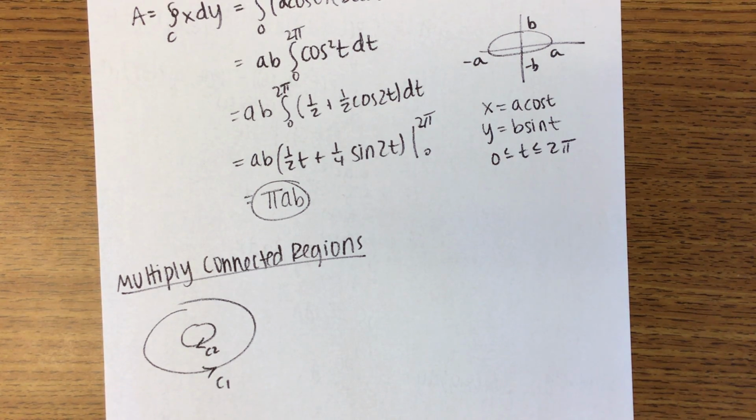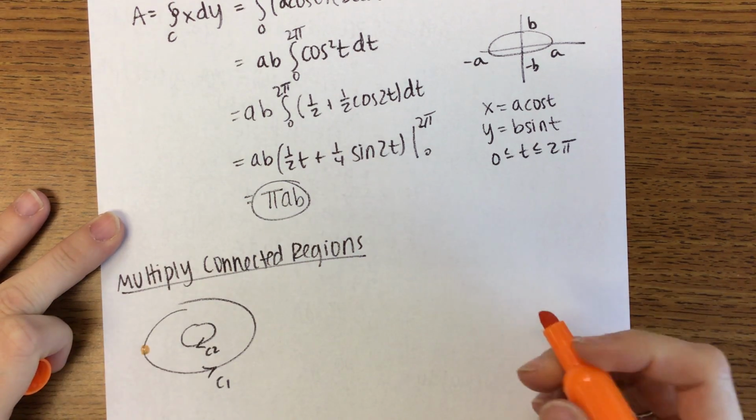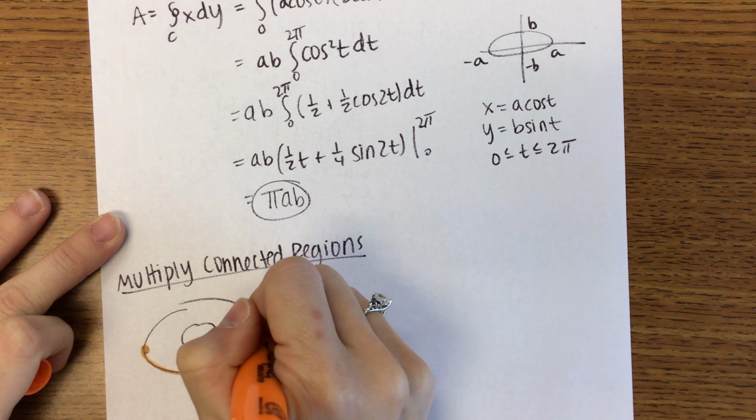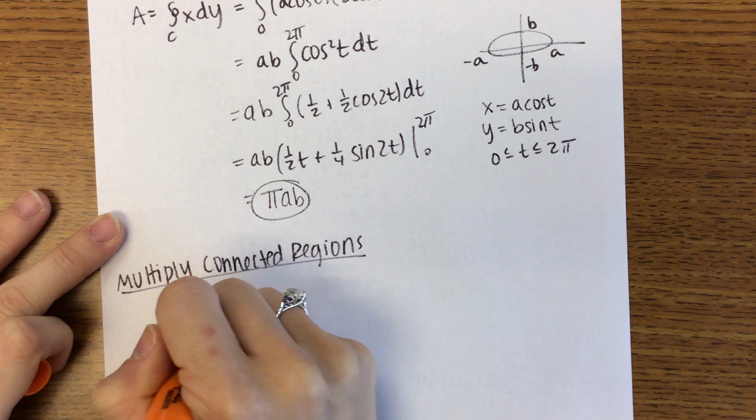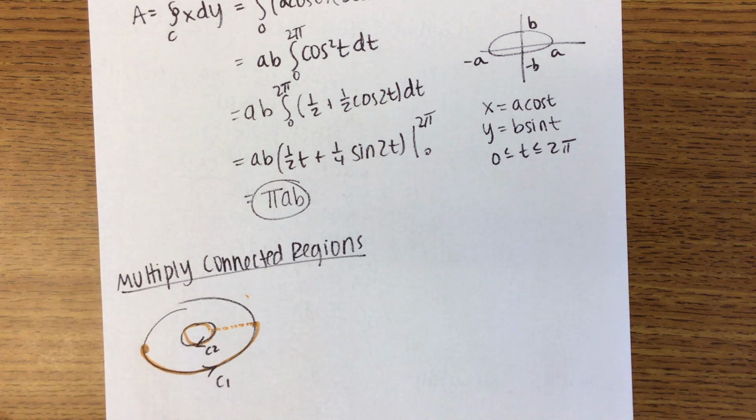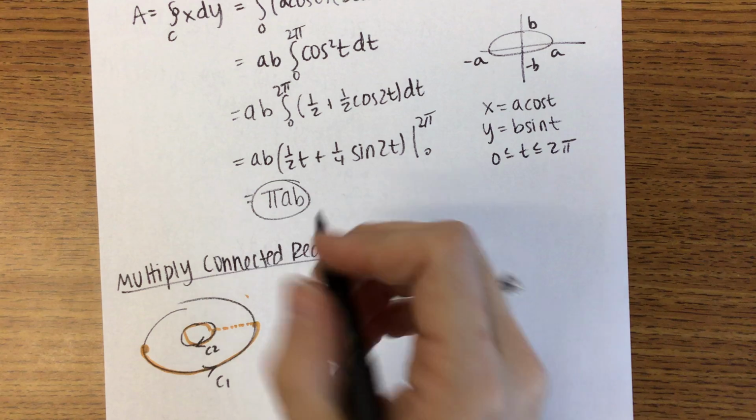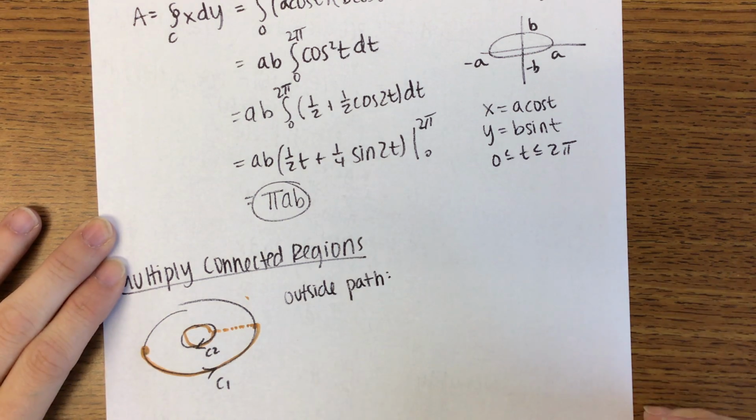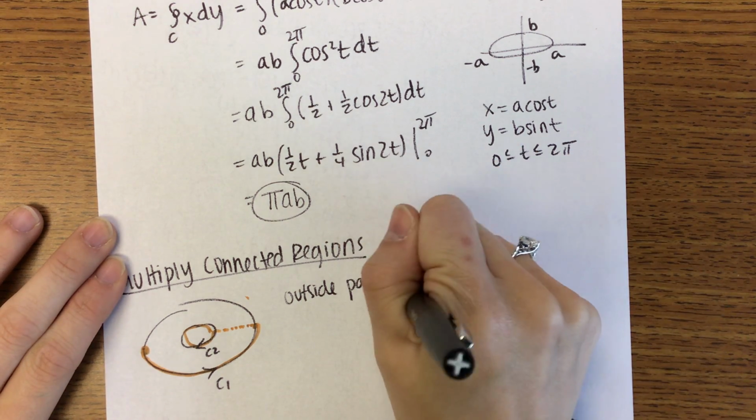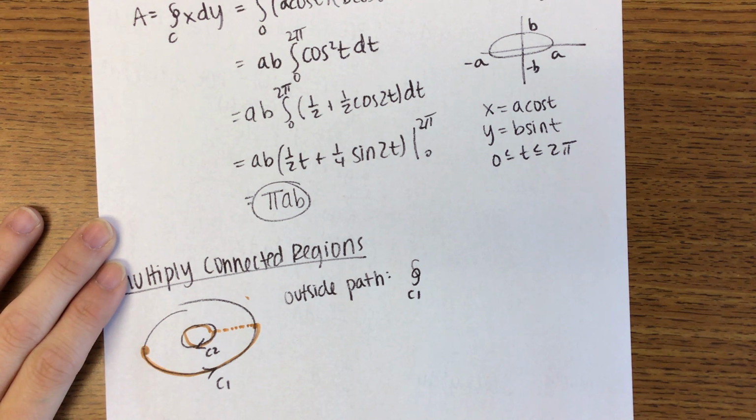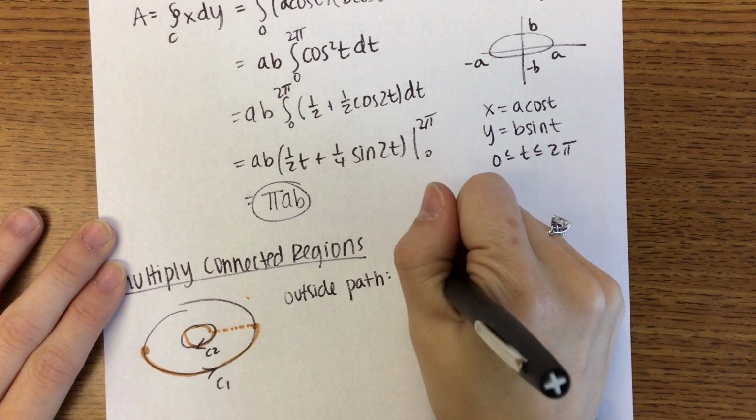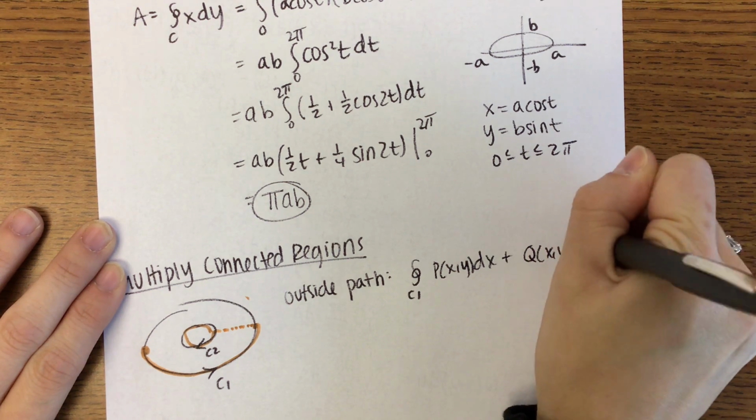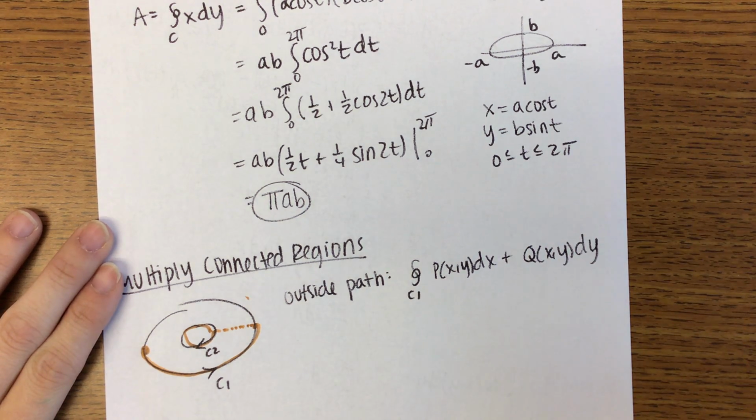Let's say your path is as follows. Maybe you start here. Go around for a little bit. Eventually you're going to have to go to that inner region. Go around that one. You'll have to come back and then finish. With me? Okay. Outside path. That'll be C1, the integral of P of xy dx plus Q of xy dy. And we could use Green's theorem.